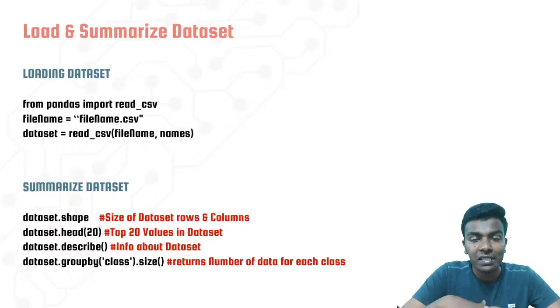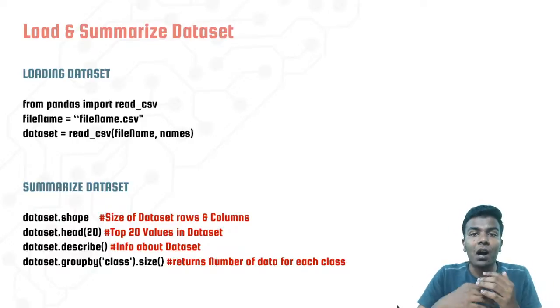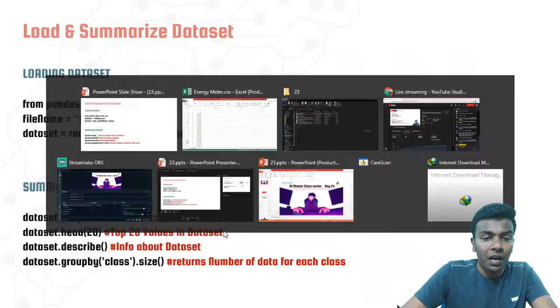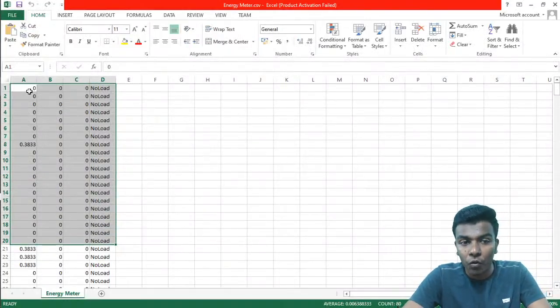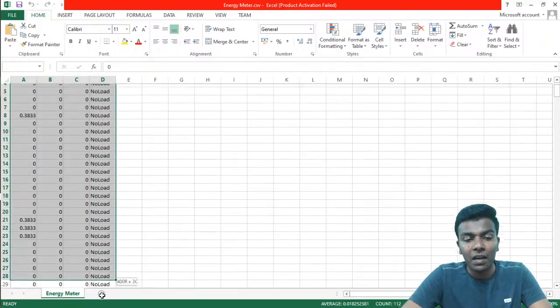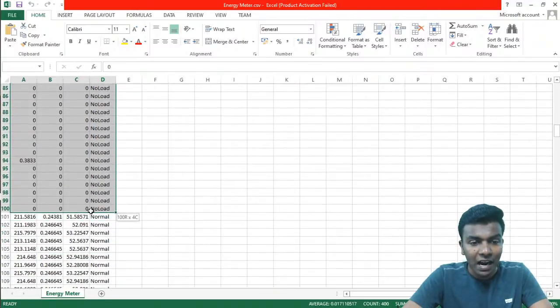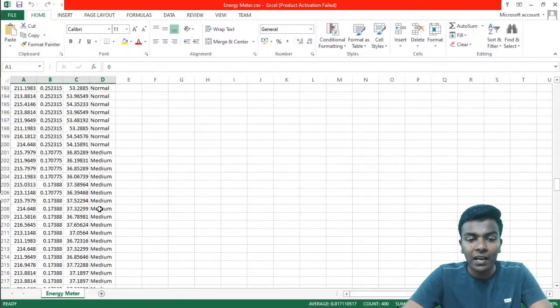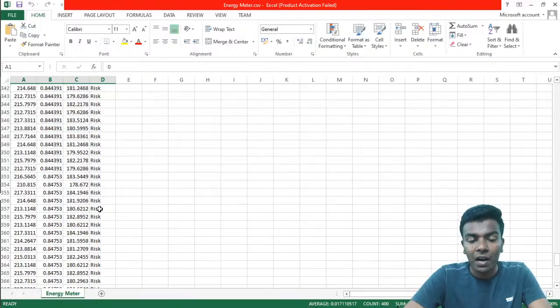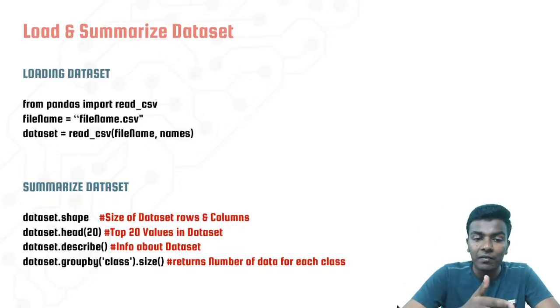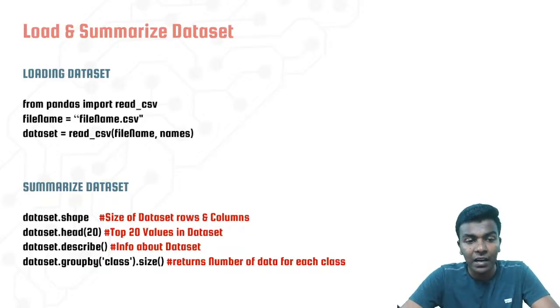So dataset.describe means it's going to give you information like how many classes there are, and for each class, how many data there are. For example, as I've already told you, there are 4 classes: no load, normal, medium, and risk. In no load, how many data are there? If you look here, totally 100 data are there for only the no load class, and for normal also 100, medium also 100, and risk also 100. So totally 400 data. That kind of detailed information about the dataset can be obtained with the help of the syntax called dataset.describe.